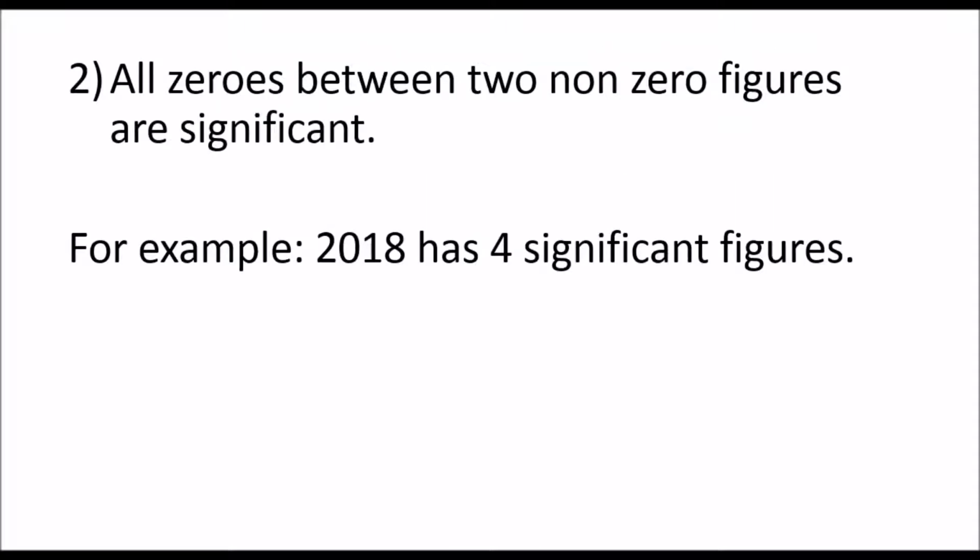Rule 2. If you have a 0 between two non-zero figures, that is significant. So for example, in 2018, the 2 is significant because it's not 0. The 1 is significant because it's not 0, the 8 is significant because it's not 0, and this 0 is also significant this time because it is between the 2 and the 1. So this is 4 significant figures.